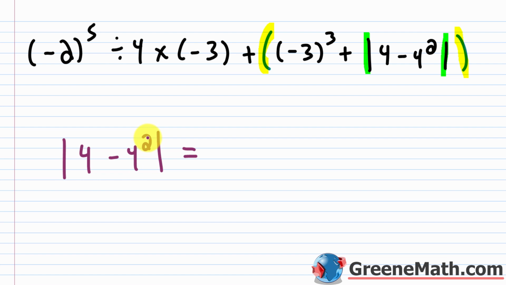So I want to do the exponent first. So 4 squared is 4 times 4, that's 16. So this is the absolute value of 4 minus 16. A lot of you can do that in your head at this point. So 4 minus 16 is negative 12.